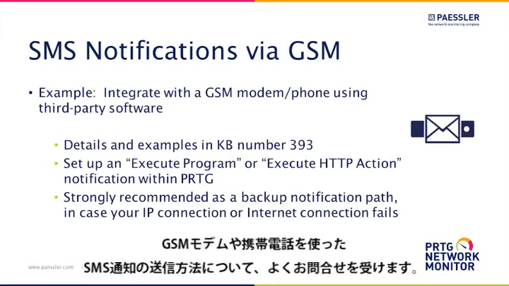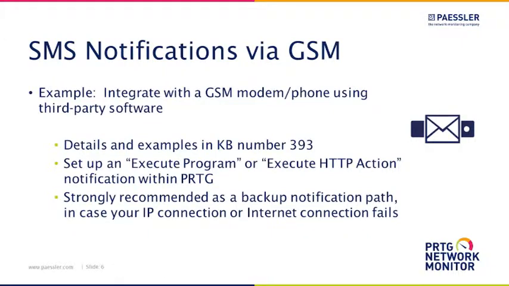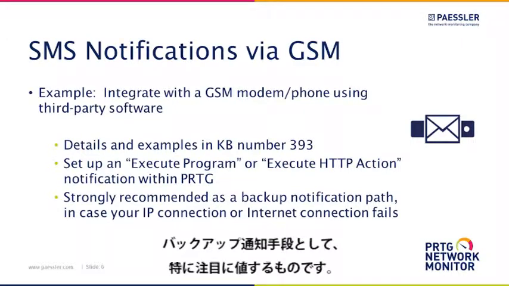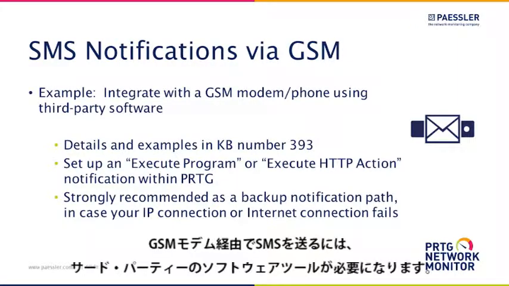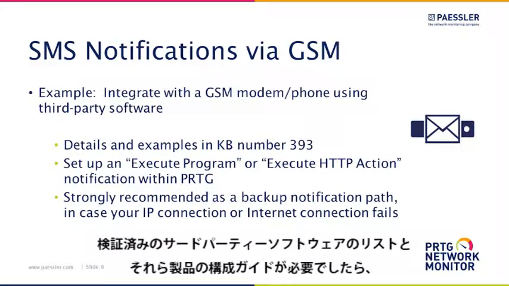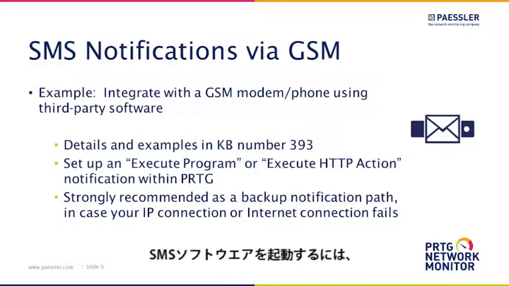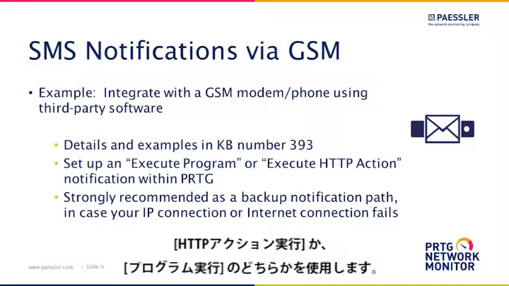A common question from our users is how to send SMS notifications using a GSM modem or cell phone. This type of notification is particularly interesting as a backup notification method for when your IP connection or internet connection is down. To send SMS over a GSM modem, you need to use a third-party software tool that can send the SMS. If you'd like a list of some third-party software that we've already tested and configuration guides for those products, please check out our knowledge base, article number 393. To trigger the SMS software, you then use either an HTTP action notification or an execute program notification.